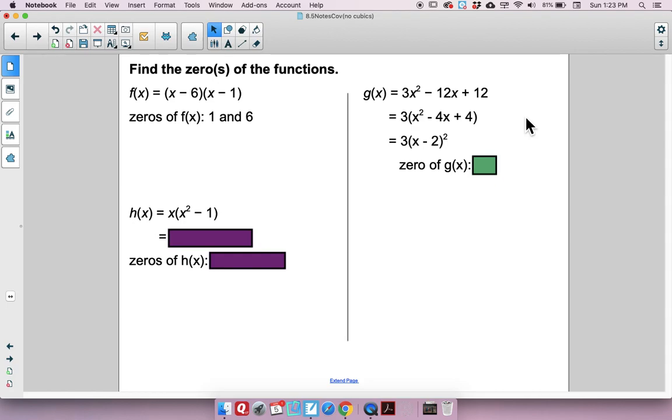How many zeros do we have here? Well, we could list it as x minus 2, but isn't that going to just get us 2? So in this case, this is a parabola that just has 1 zero. In other words, it only has one x-intercept. Okay.